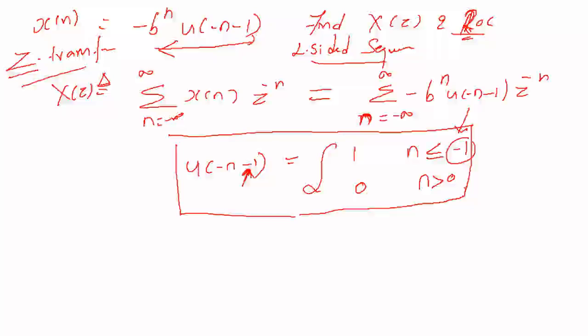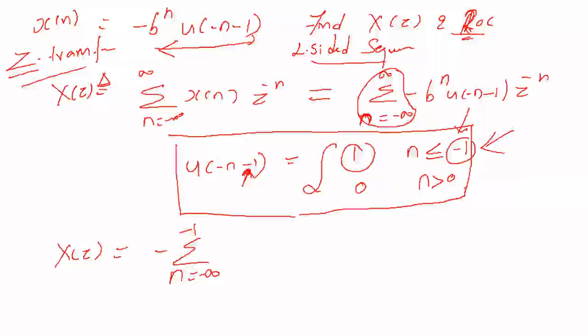Okay, so now I can write a modified Z transform for this, because this particular limit I can modify right now. So what I can do, X of z can be written as minus summation of n equal to minus infinity to minus 1. Pay attention, otherwise you won't get the answer. So minus infinity to minus 1. And u of minus n minus 1 in this range is nothing but 1.